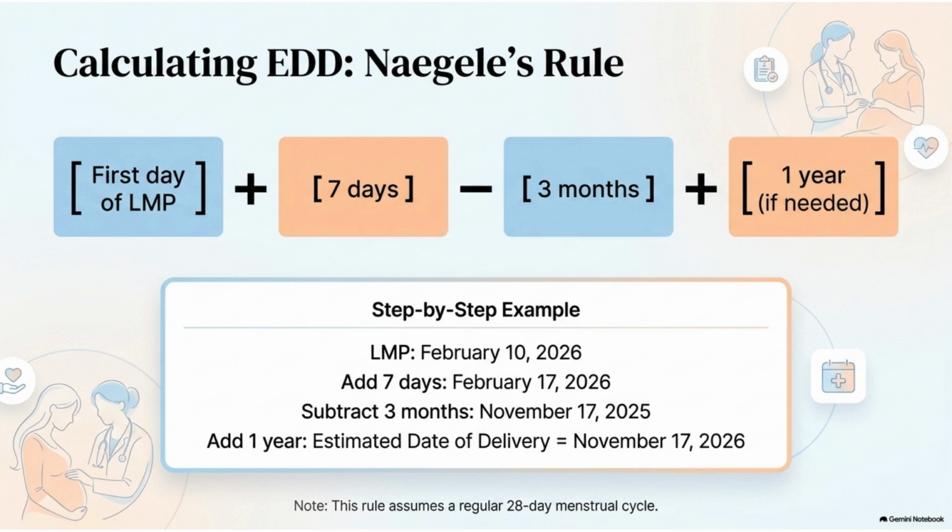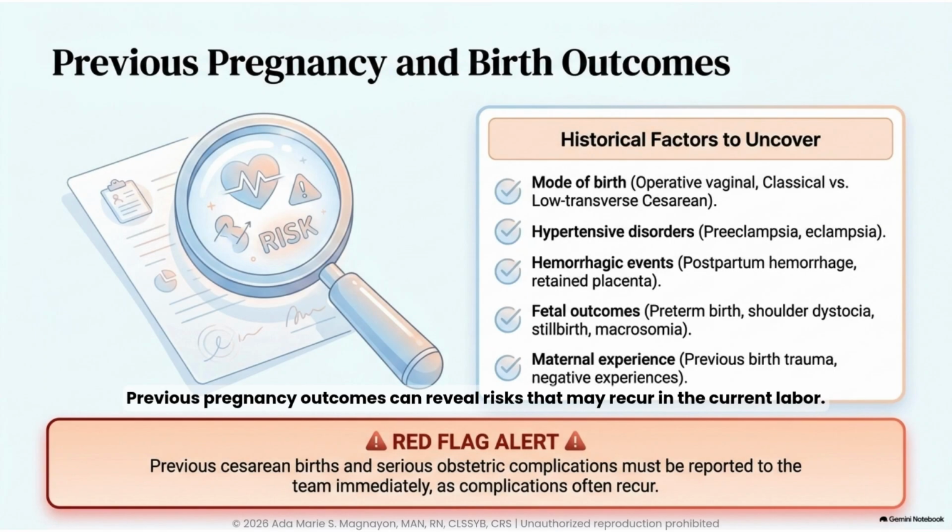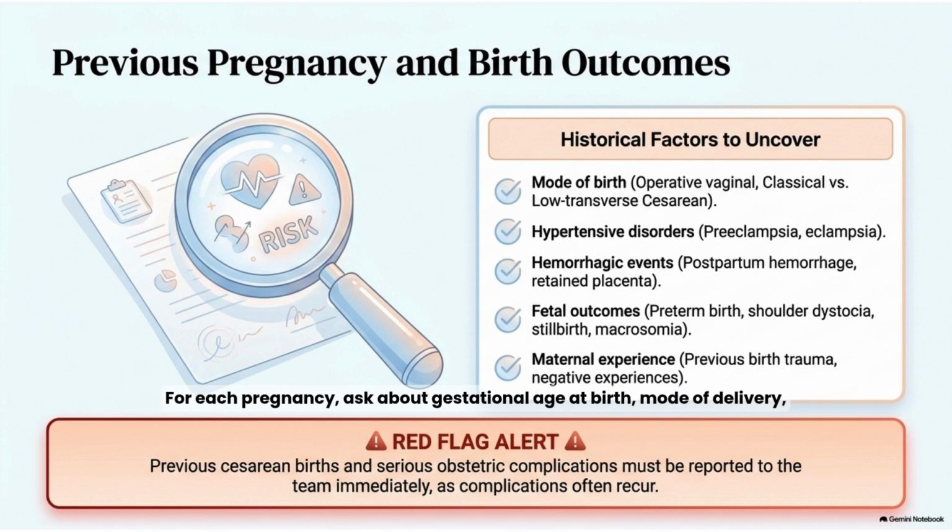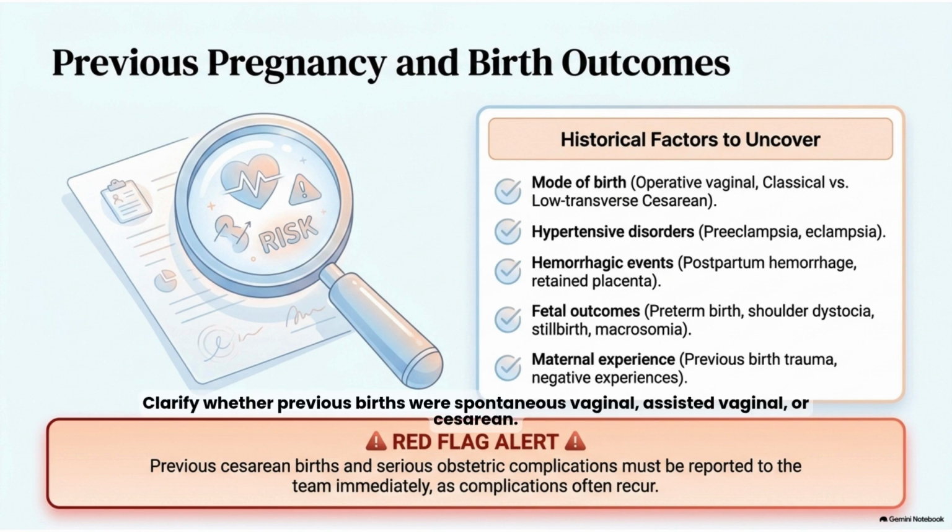Dating is only one part of the history. Previous pregnancy outcomes also influence current care. Previous pregnancy outcomes can reveal risks that may recur in the current labor. For each pregnancy, ask about gestational age at birth, mode of delivery, complications, the newborn's condition, and the mother's postpartum recovery. Clarify whether previous births were spontaneous vaginal, assisted vaginal, or cesarean.